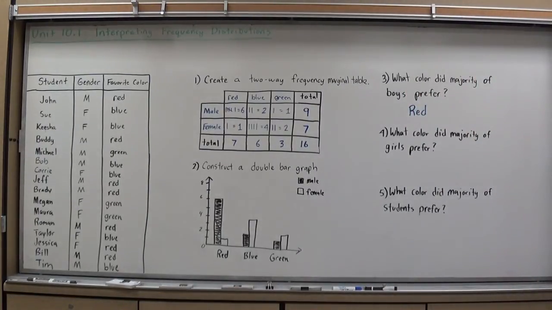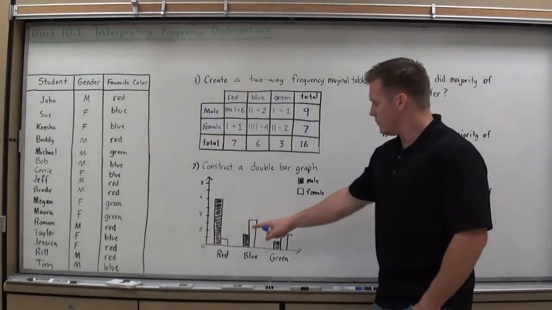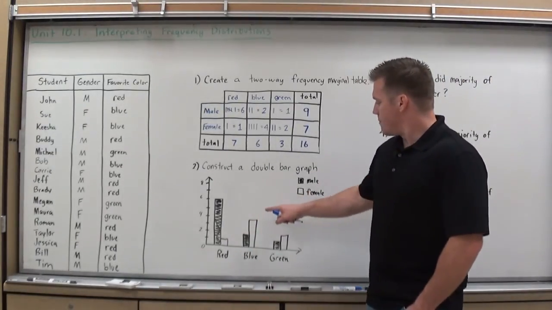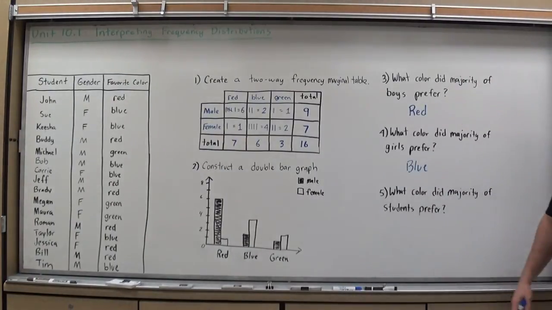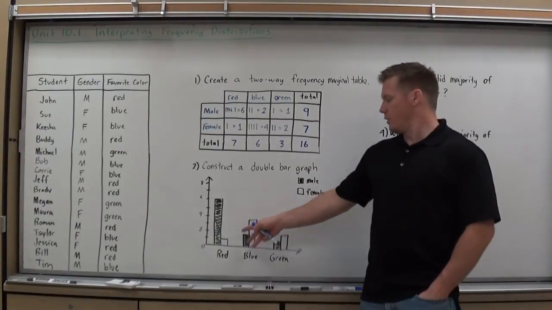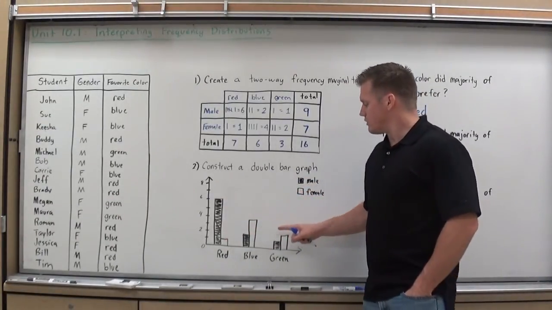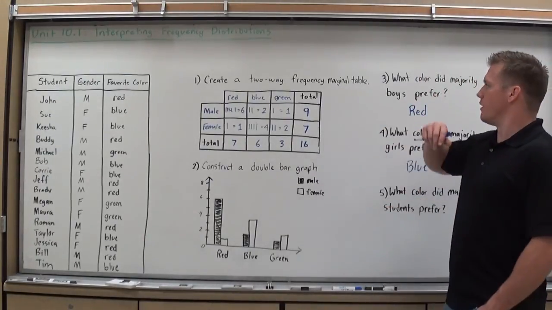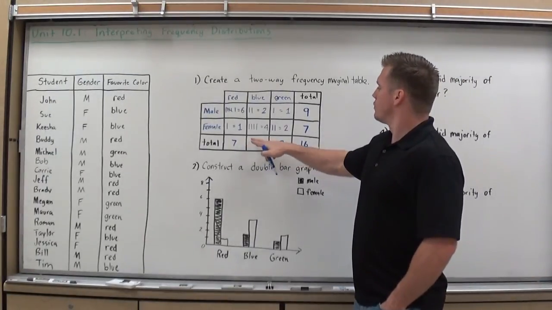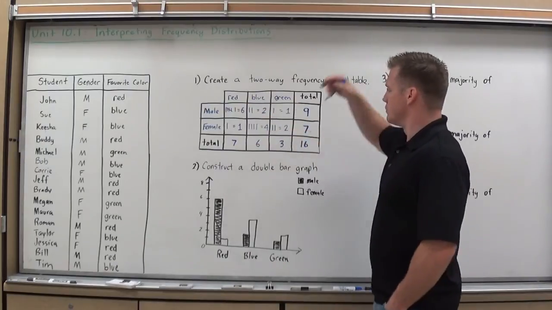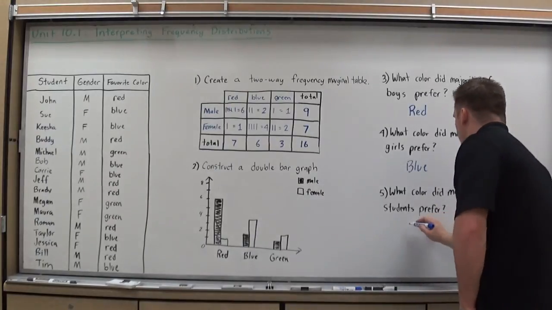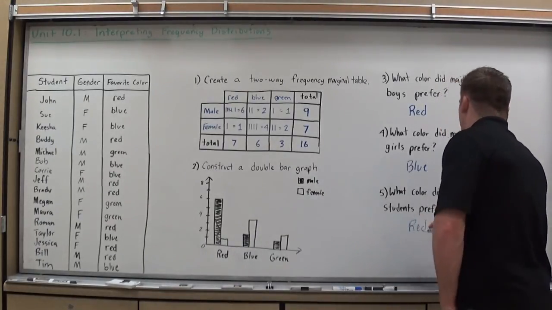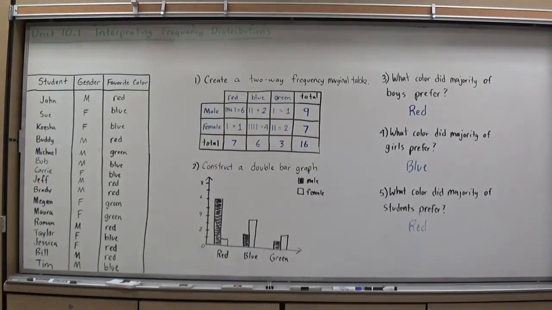What color did the majority of girls prefer? Again, I think the chart would be easiest. I look at my white bars, and blue goes the highest for the girls. What color did the majority of students in general prefer? Now that is a little tougher to read here because I have to total the bars up. So what might be easier to use there is my frequency table. If I look at the totals, what total was the highest for all students, male and female? And if you look at it there, it's 3 for green, 6 for blue, 7 for red. So the majority of students in general, male or female, preferred red.